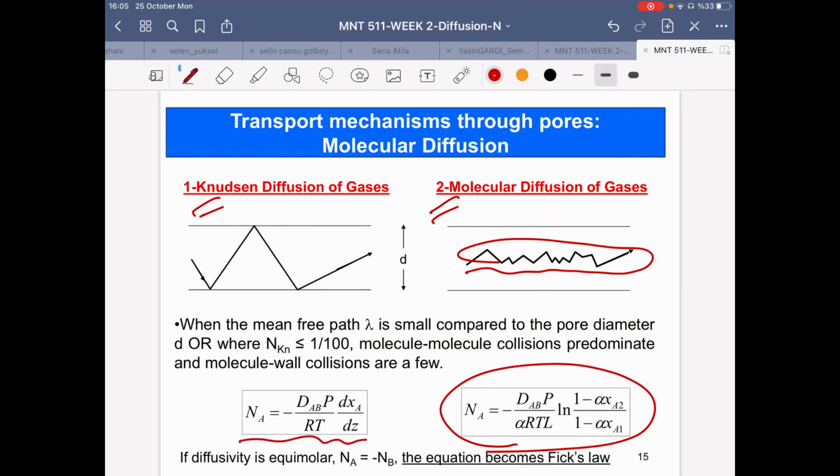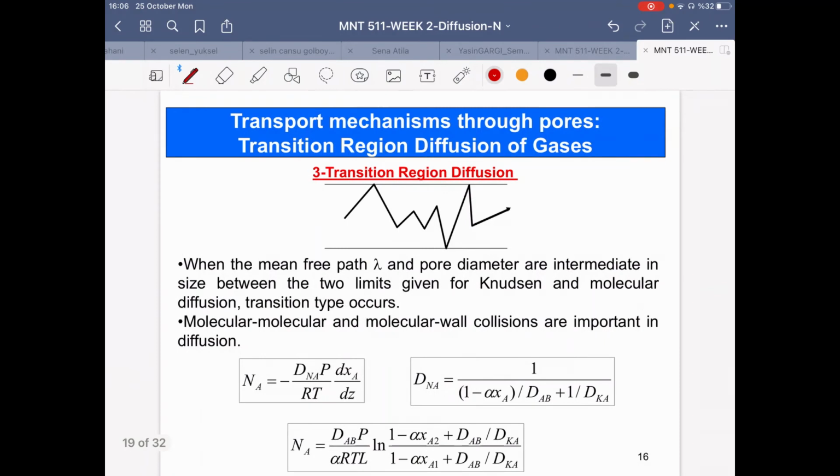So this is what happens with the Knudsen, let's say, which we already derived. And this is what happens when the molecule is following the molecular diffusion path. If diffusivity is equimolar, the equation becomes Fick's law. So everything becomes okay for us to follow Fick's law in that case. And of course things are not usually black or white. We usually have to face some transition region diffusion where the molecule both hits and does not hit the wall.